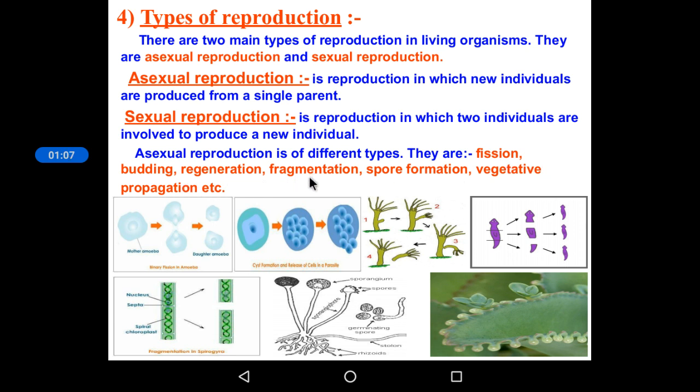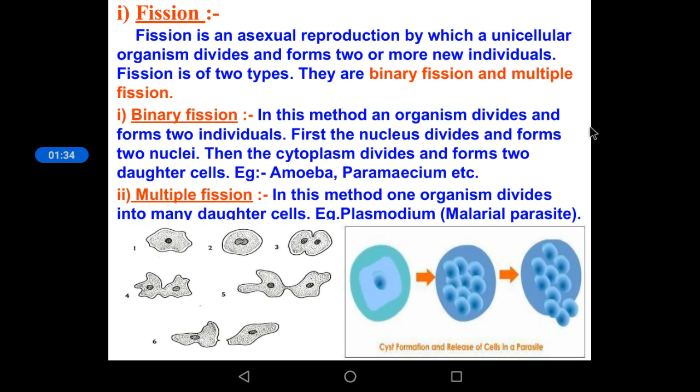So the different types of asexual reproduction are fission, budding, regeneration, fragmentation, spore formation and vegetative propagation. You all may be familiar with these terms. Now we are going to explain each one of these types of asexual reproduction with examples. First we will discuss fission.